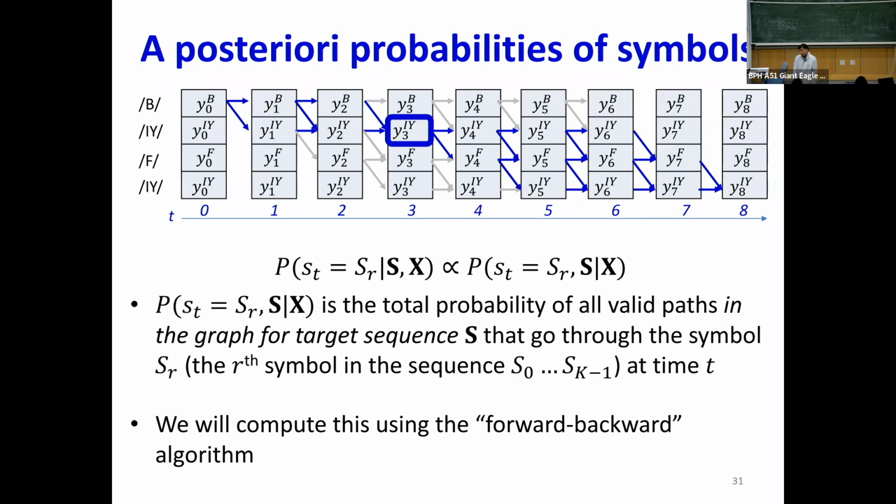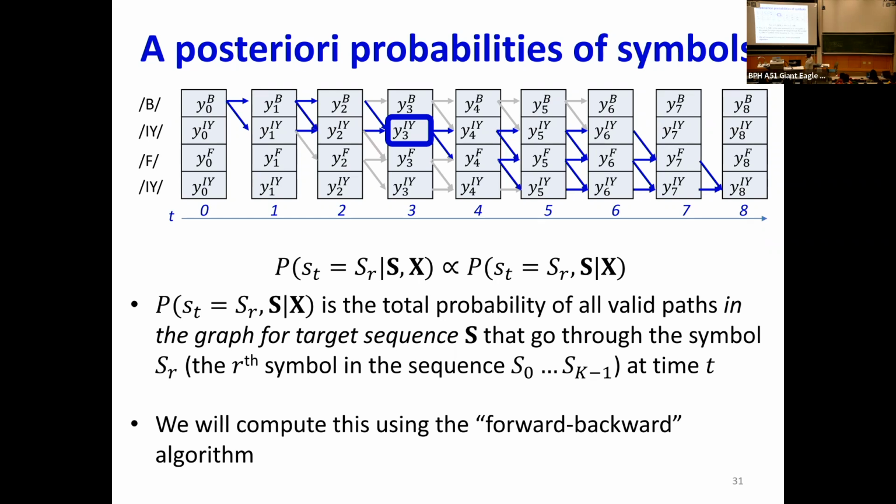Now, that is proportional to the joint probability. The joint probability is the probability that this input corresponds to ABC and the second symbol has been aligned to the third input. So you can just use Bayes' rule. I can say P of S_t equals S_r given uppercase S is proportional to P of S_t equals S_r and uppercase S. That's just simple Bayes' rule, right? And now that term to the right can be computed.